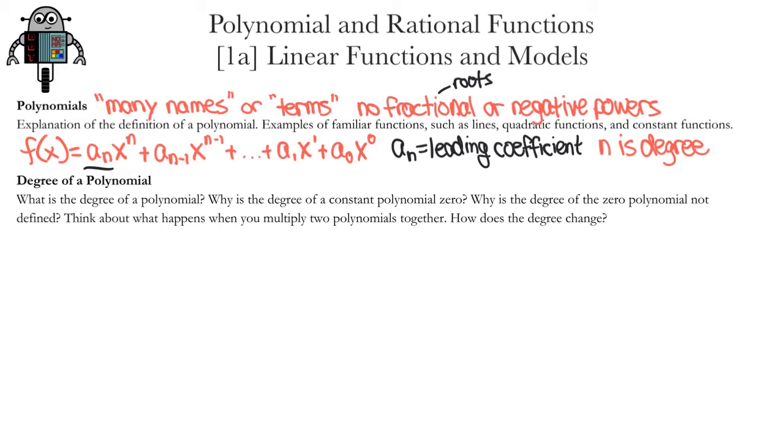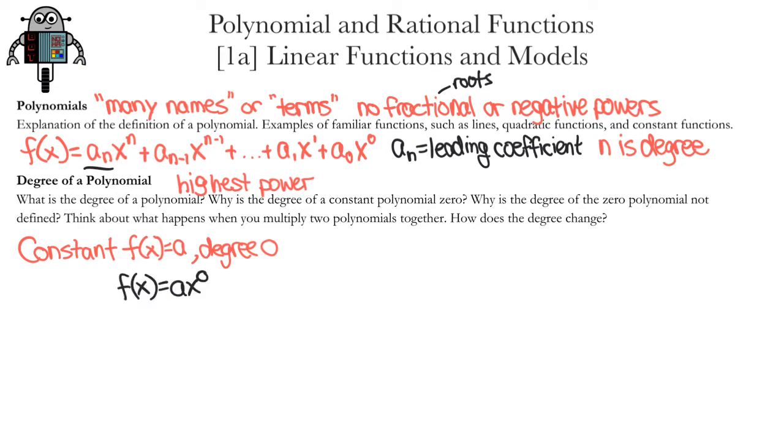Let's talk a little more about the degree of a polynomial. Like I mentioned, the highest power of the polynomial is called the degree. So for a constant function such as f of x equals a, or f of x equals 5, the degree of that polynomial function is 0, because really that polynomial function could be written as a x to the 0. x to the 0 is 1, therefore we have simply a.